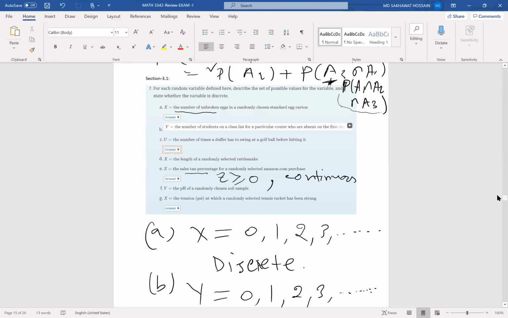How about the pH of a randomly chosen soil sample? The pH also can take fractional values, so this is also continuous. The tension at which a randomly selected tennis racket has been strung, the tension in PSI, can also take fractional values. So this is also continuous. So the last four are continuous random variables, and the first three are discrete.